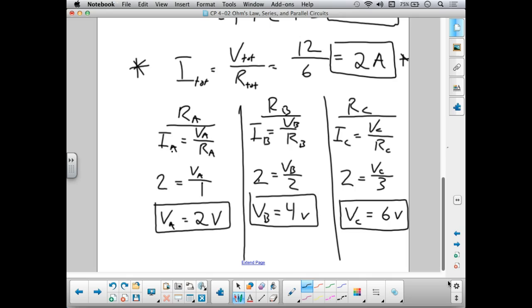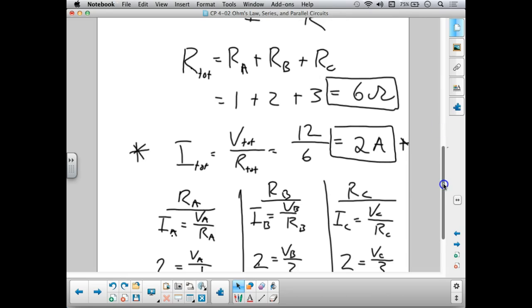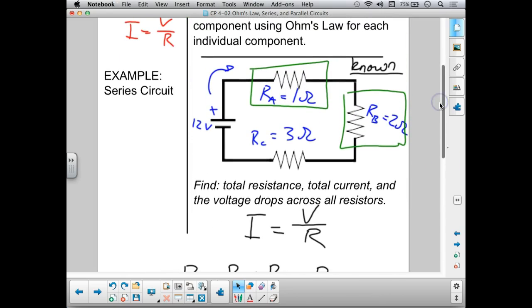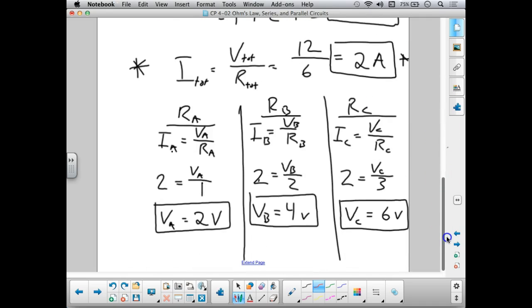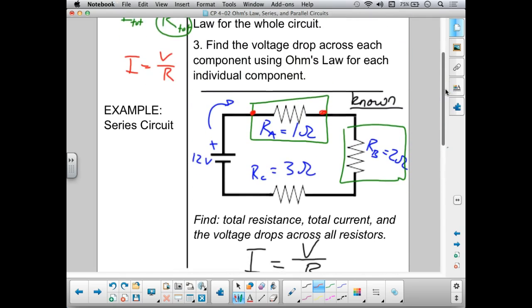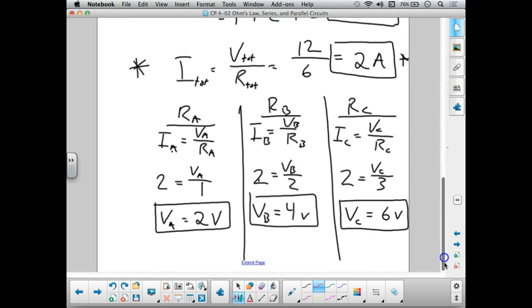Okay, so we've solved our circuit. We're done with our steps, but let's think about what this physically means. First of all, the voltage across each of these components is not the same. If I took a multimeter and I measured the voltage across this first component, I would only get 2 volts. My multimeter would read 2 volts. And then I'm going to measure across this component. My multimeter would read 4 volts and then 6 volts.